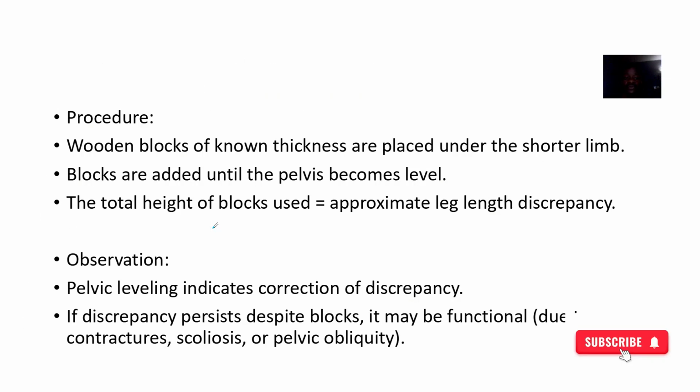So a wooden block of known thickness is now placed under the shortened limb. Now blocks are added until the pelvis becomes leveled. So as you are adding the height of the block, you are checking the hip of the patient. Is it aligned or is it tilted on one side? So the total height of blocks used is now approximately the length that the leg is actually shortchanged by.